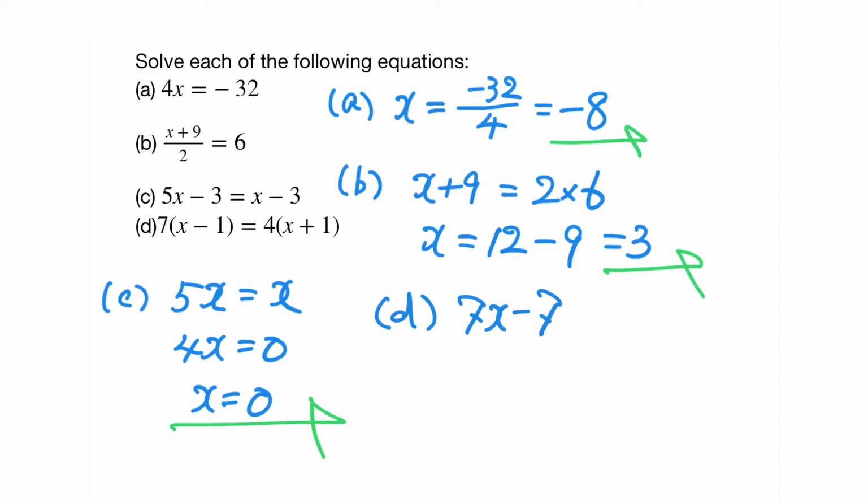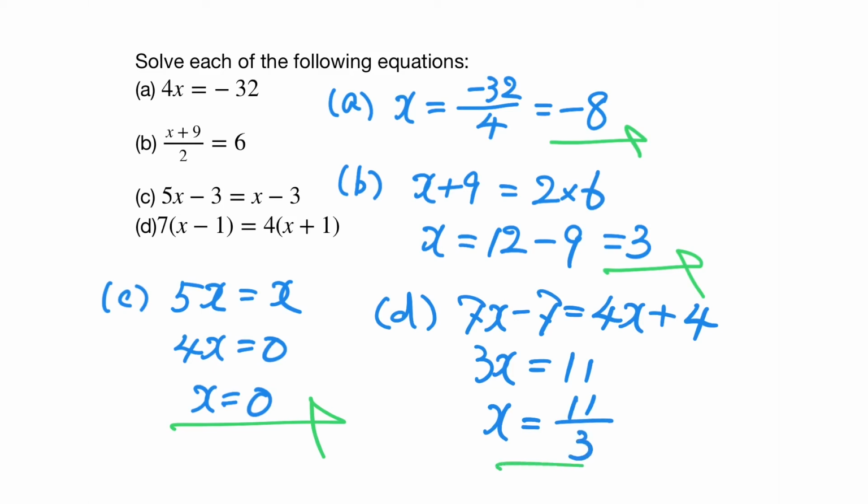The D, expand both sides first. Then combine like terms. Subtract 4x from both sides and add 7 to both sides. And divide by 3. X is 11 over 3.